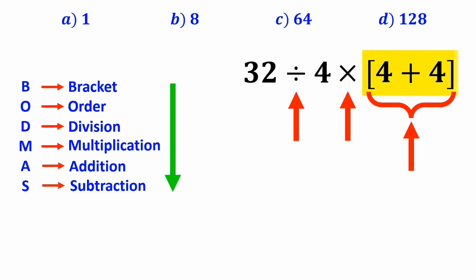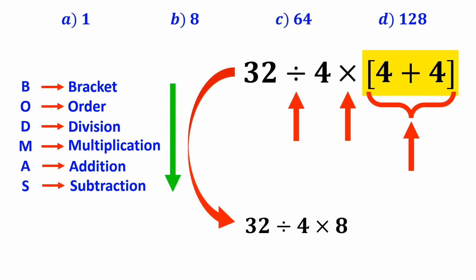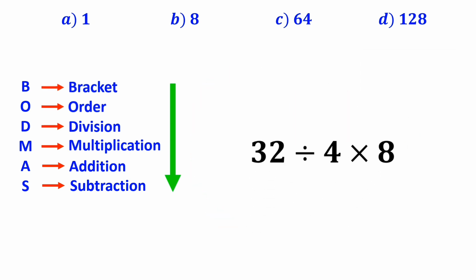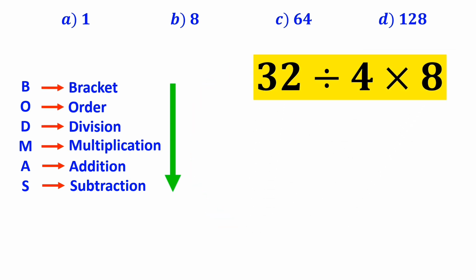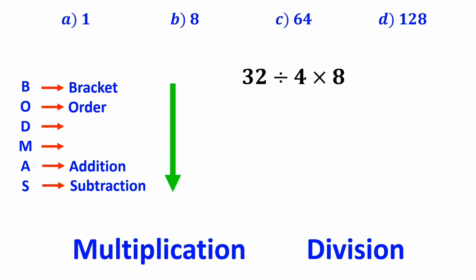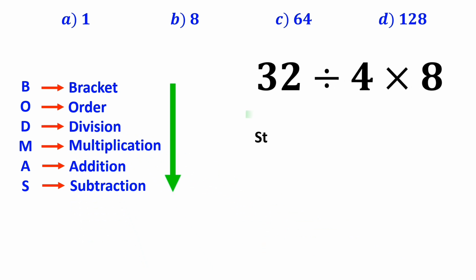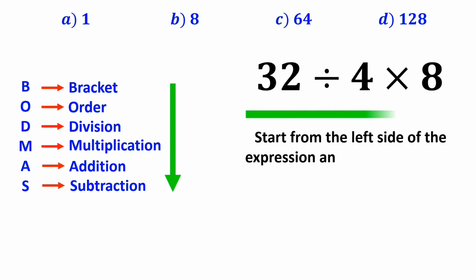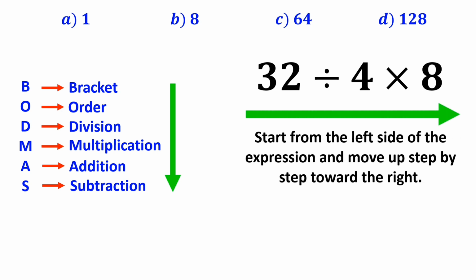So, we start with the bracket first, because it has the highest priority over the other operations. Okay, this expression simplifies to 32 divided by 4 times 8. However, it's very important to note that in the BODMAS rule, multiplication and division have exactly the same level of priority. In this case, all we need to do is start from the left side of the expression and move step by step toward the right.